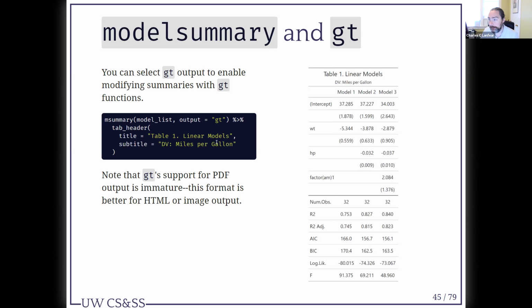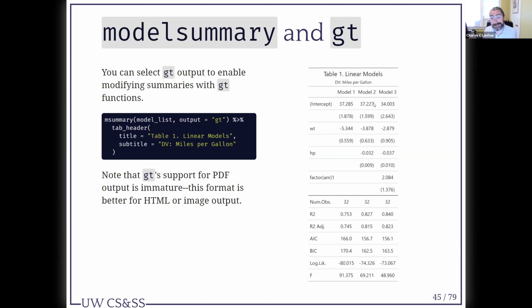Okay, so again, GT's support for PDFs is kind of immature, but the GT output is really good for making HTML output or image output. So if you're going to be working in an HTML doc, I really like how GT works. If you're going to be working in PDFs and you want LaTeX, I recommend either kableExtra or flextable. If you're going to work in Word, just go straight to flextable. Kind of sucks needing to learn syntax across lots of different packages, but you know, whatever.